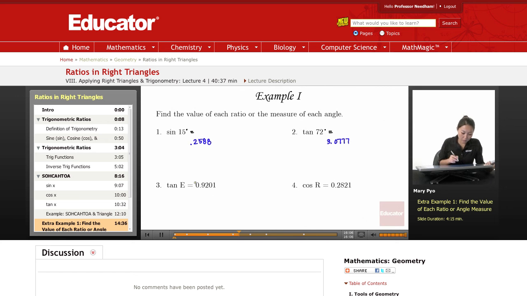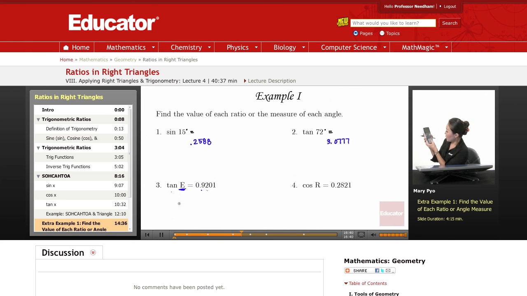Now here, we don't have the angle measure. The angle measure is E. That's what we want to find. We want the angle measure. So when we punch it in, we want the calculator to give us the angle measure. But if you punch in tangent of 0.9201, the calculator will think that this is the angle measure, which is not true, right? This is not the angle measure. E is the angle measure, so you tell the calculator, I'm going to give you the answer, and I want you to give me the angle measure.